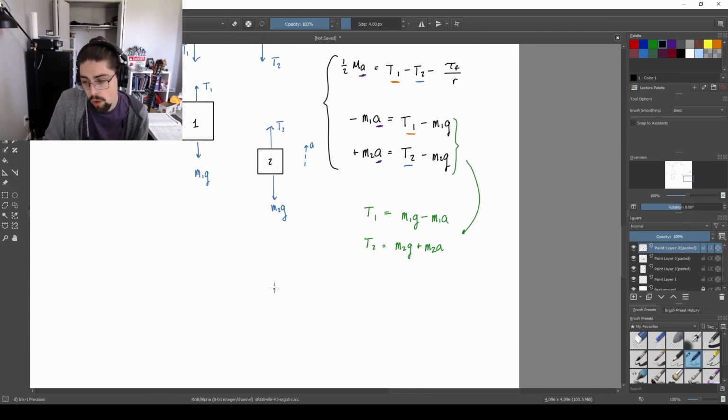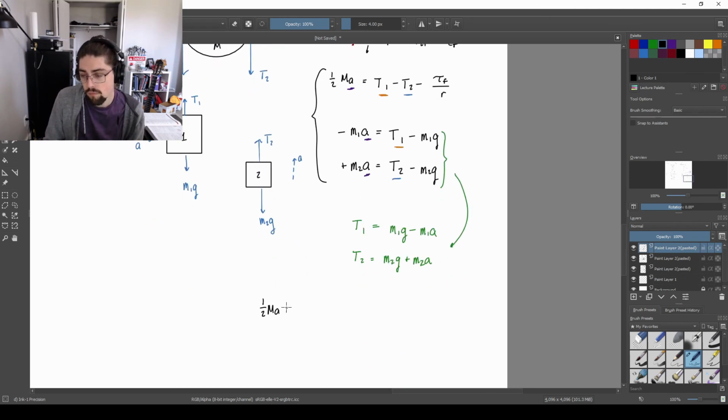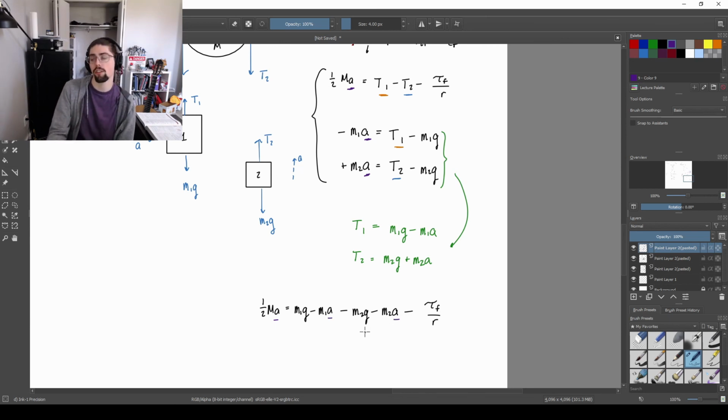I'm going to end up here with 1/2 capital M A, the mass of the pulley, M, is equal to T1 minus T2. And then here's friction just kind of floating off by itself. I know it's been a nasty ride to get here, but A, that is the only unknown left.